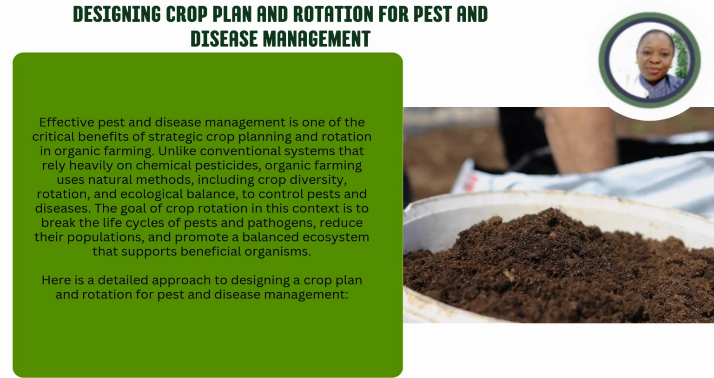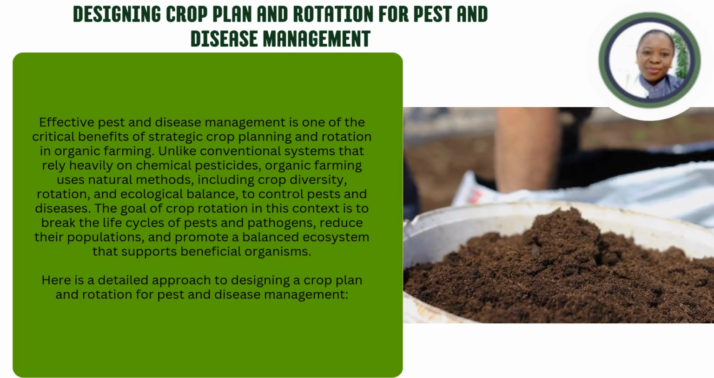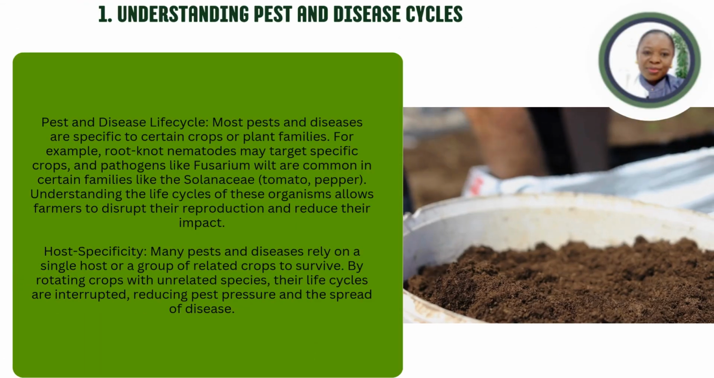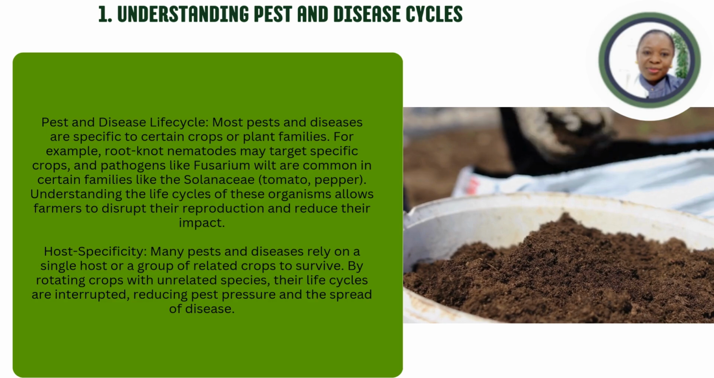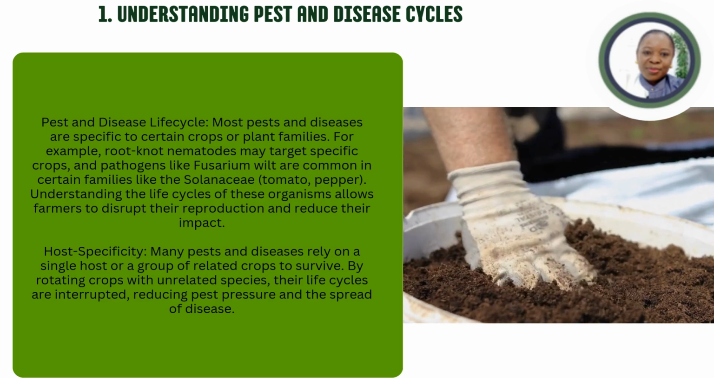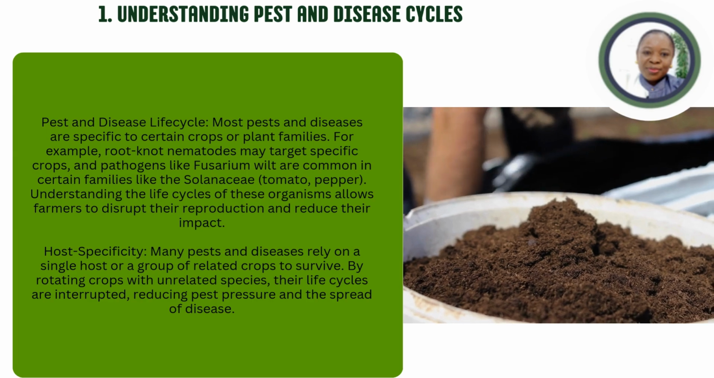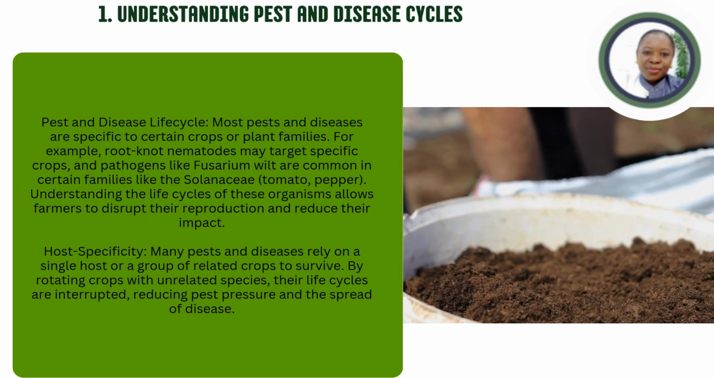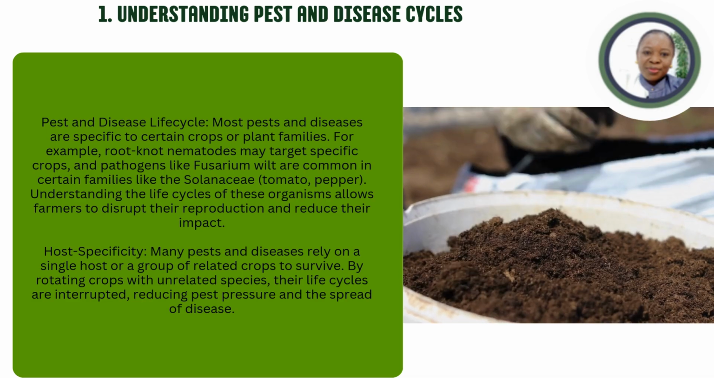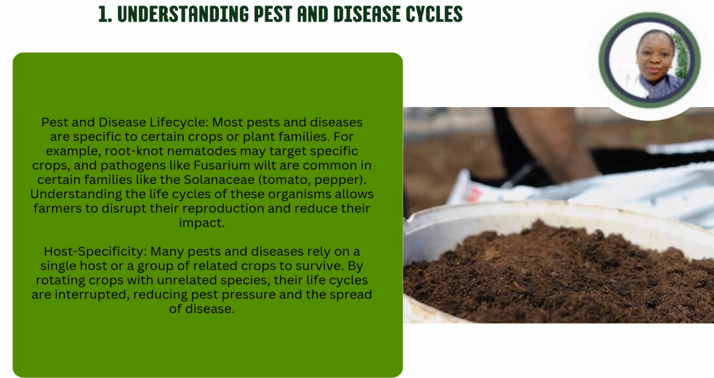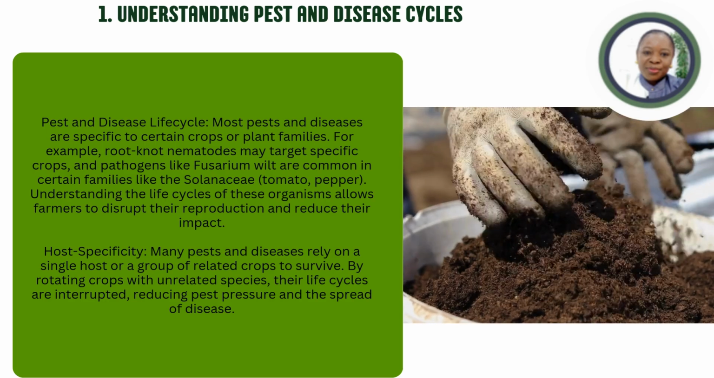Here is a detailed approach to design a crop plan and rotation for pest and disease management. 1. Understanding pest and disease cycles. Pest and disease life cycles. Most pests and diseases are specific to certain crops or plant families. For example, root knot nematodes may target specific crops, and pathogens like Fusarium wilt are common in certain families like Solanaceae. Understanding the life cycle of these organisms allows farmers to disrupt their reproduction and reduce their impact.